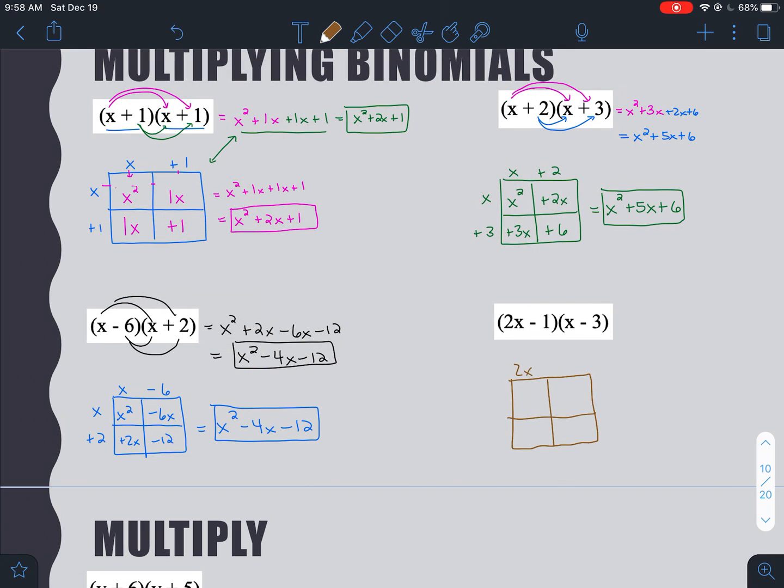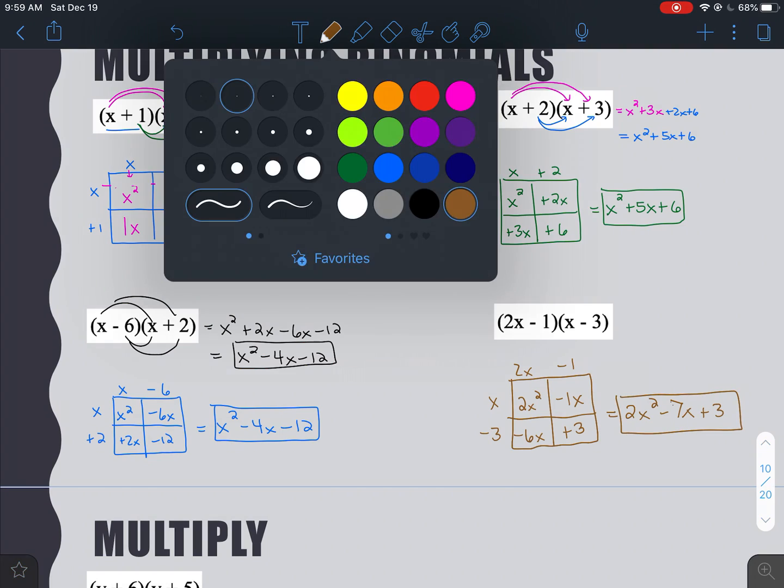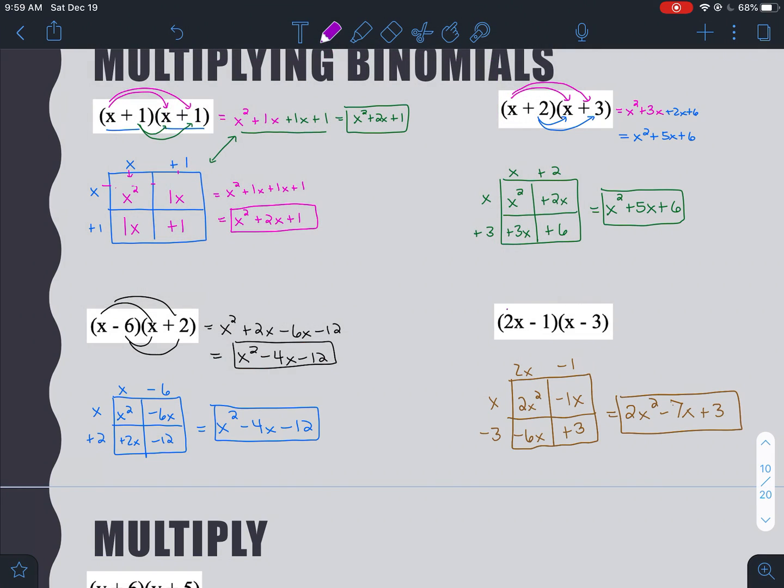All right, next one. Using the box method, we have 2x minus 1, and then x minus 3. So 2x times x is 2x squared. X times negative 1 is negative 1x. 2x times negative 3 is negative 6x. And negative 3 times negative 1 is positive 3. And if we combine the like terms of negative 1x and negative 6x, we get negative 7x. So we get 2x squared minus 7x plus 3 as our final answer with the box method.